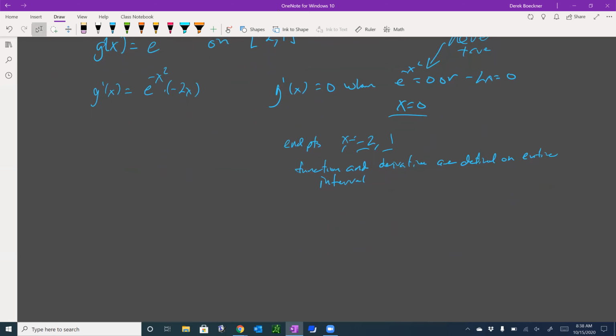Okay, so we want to find absolute maxes and mins. So let's check these 3 points. We'll put them into the function. g of -2, e to the -4 times, nope, that's it, right? It's just e to the -x squared, e to the -4. Okay. G of 0 is e to the 0, which is 1. And g of 1 is e to the -1, which is 1 over e.